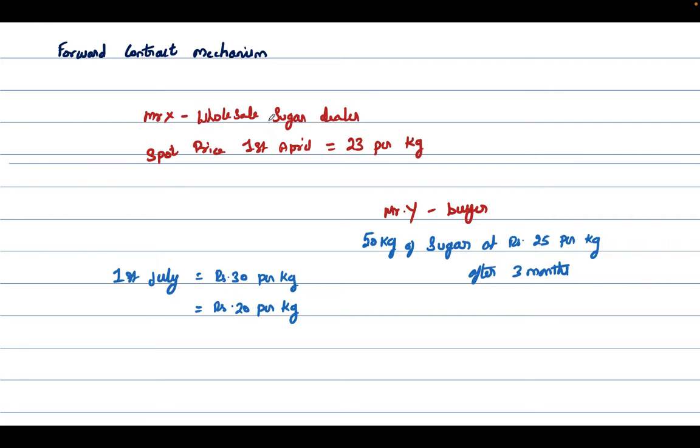Does this mean one party has to lose? No, because by limiting my losses, I'm in better control of my business. Let us understand this from the perspective of both Mr. X and Mr. Y. Mr. X will gain even if the price of the sugar is rupees 20.